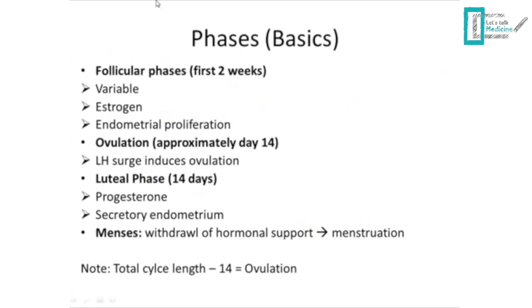Okay, let's jump to the next slide. Now, the follicular phase: the first 2 weeks. Most women have it about 14 days, or we said it's variable. We said it has estrogen, and estrogen gives us endometrial proliferation. After that, we're going to have ovulation.